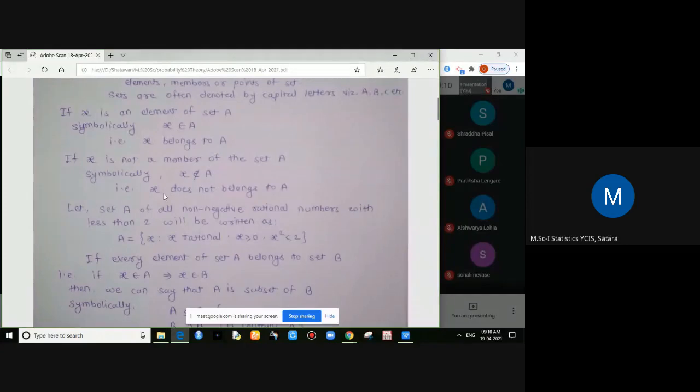These are some basic notations that you have already used for denoting a set. If X is an element of set A, then symbolically we write X ∈ A, which we read as X belongs to set A. And if we have to denote that X does not belong to A, then we write symbolically X ∉ A, that is, the epsilon with a slash on it, meaning X does not belong to set A.